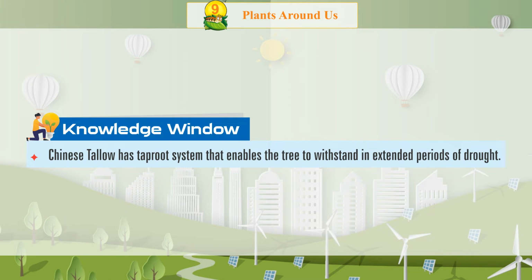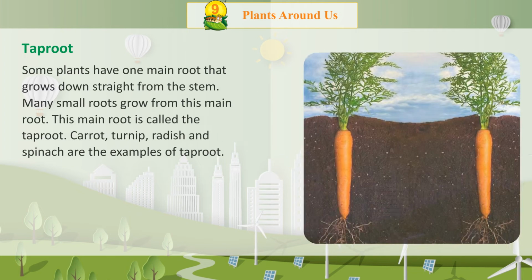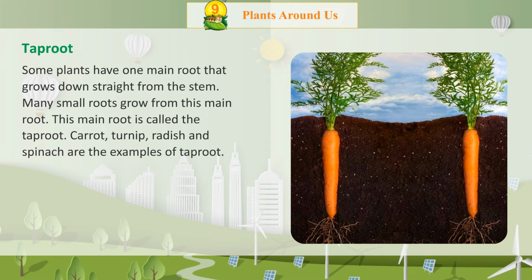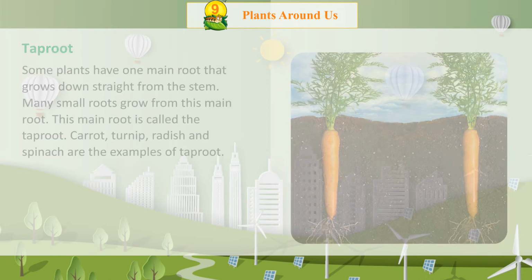Knowledge window. Chinese tallow has taproot system that enables the tree to withstand extended periods of drought. Taproot. Some plants have one main root that grows down straight from the stem. Many small roots grow from this main root. This main root is called the taproot. Carrot, turnip, radish, and spinach are the examples of taproot.